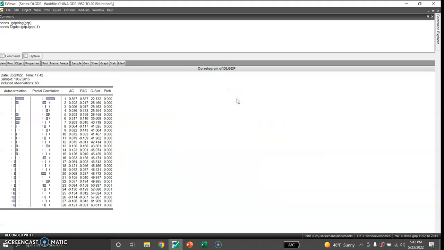Now if you look at this table, it can be seen that the autocorrelation coefficient of the DLGDP, that is the first difference of log of GDP sequence, is significantly non-zero when the lag order is equal to 1, and it is basically in the confidence band when the lag order is greater than 1. So Q can be taken as 1.